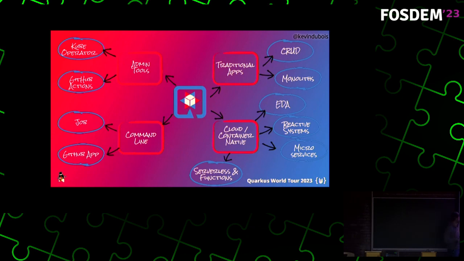You can create GitHub Actions with Quarkus. You can create just regular jobs. Yes, you can build traditional Java applications, even monoliths with it. But of course, the sweet spot of Quarkus is cloud native applications, so event-driven applications, reactive systems, microservices, and serverless and functions.